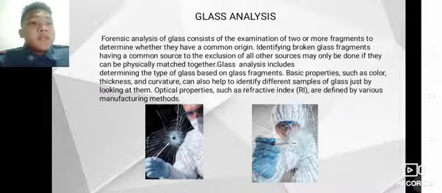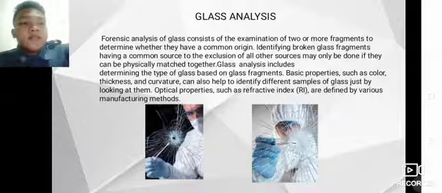Basic properties such as color, thickness, and curvature can also help to identify different samples of glass just by looking at them. Optical properties such as refractive index are defined by various manufacturing methods. That's all.